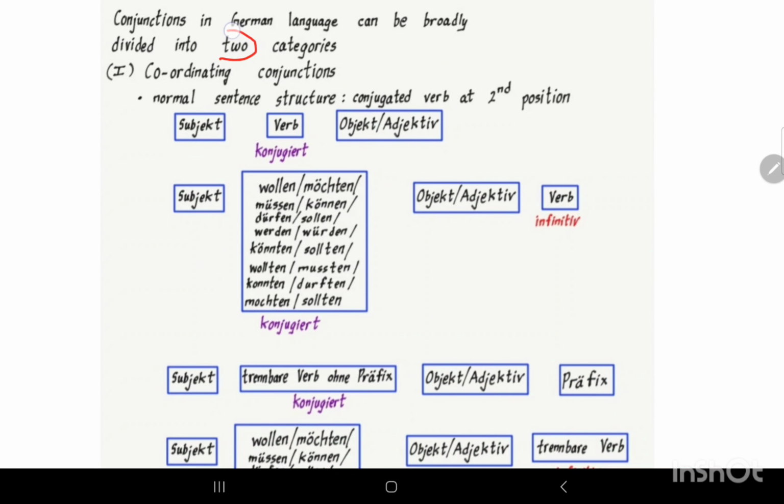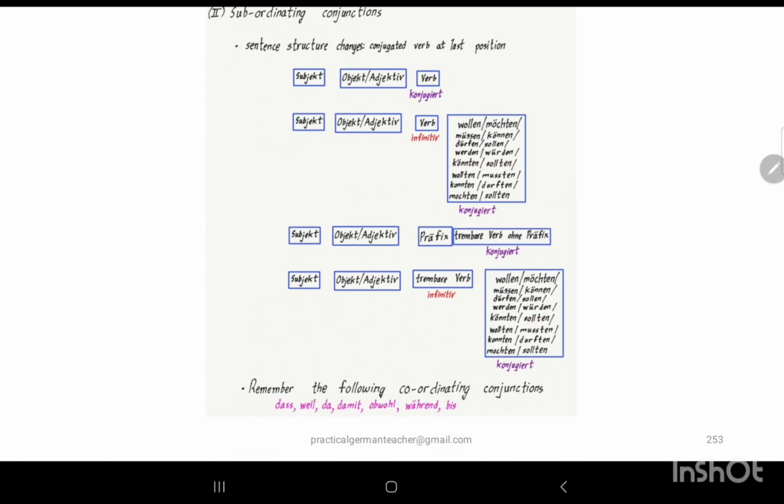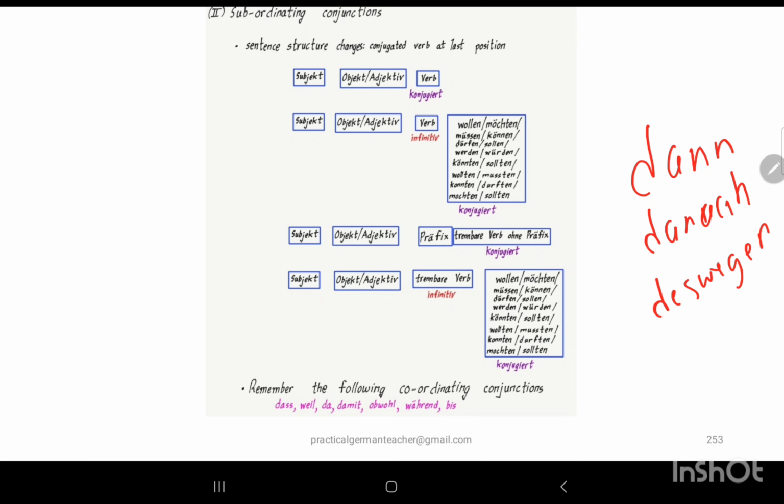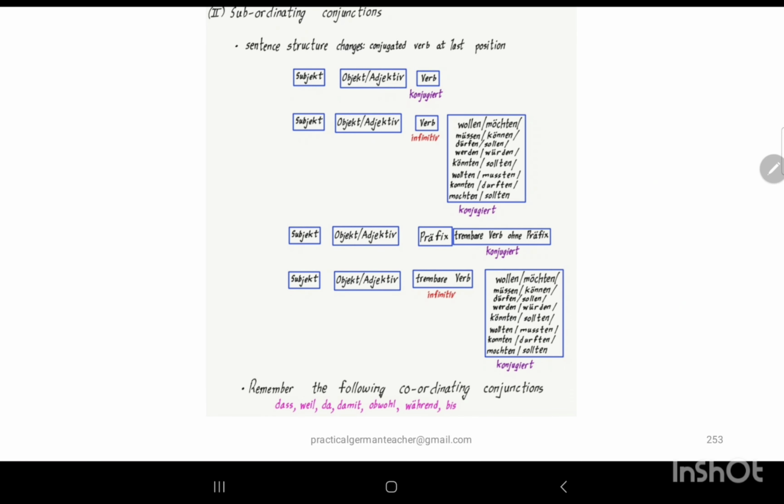Here I have only mentioned two because you don't actually need to know the names of all three of them, but the names for two of them are quite easy to remember. For example, coordinating conjunctions, and then the other one is subordinating conjunctions. Then you have conjunctions like dann, danach, then you have deswegen. These are the third type of conjunctions. But let us look at the first type of conjunction.